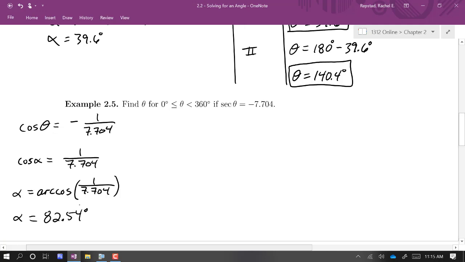Okay, so I know the reference angle. Now, what are the angles we're looking for? The first thing I need to realize is, if cosine is negative, that means the x-coordinate is negative, and I'm looking at quadrants 2 and 3. So for my second quadrant angle, I'm going to take 180 minus alpha. For my third quadrant angle, I'll need 180 plus alpha.